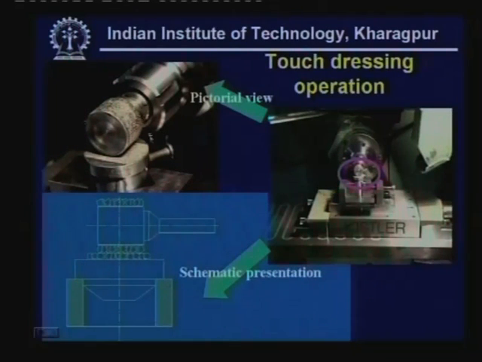So this is how touch dressing is conducted. This is the wheel, this is a dressing block. With this we can have better uniformity on this particular grinding wheel.